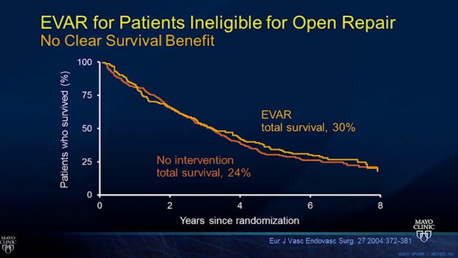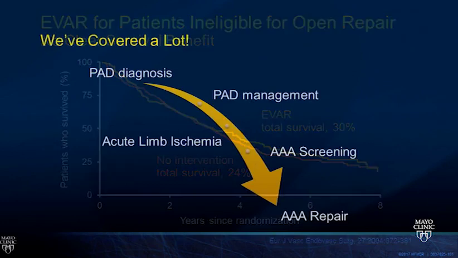So this slide, this Kaplan-Meier survival curve, just illustrates this idea that in patients ineligible for open repair, so at too high of surgical risk, there's no clear survival benefit even if you gave them an EVAR. No intervention, total survival, or EVAR total survival, the curves were superimposed.